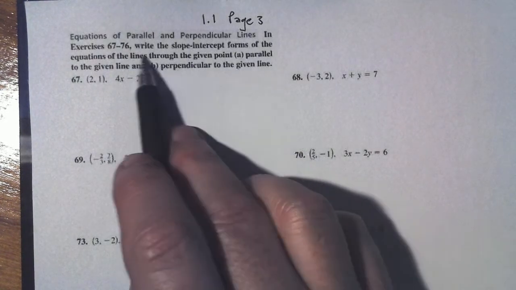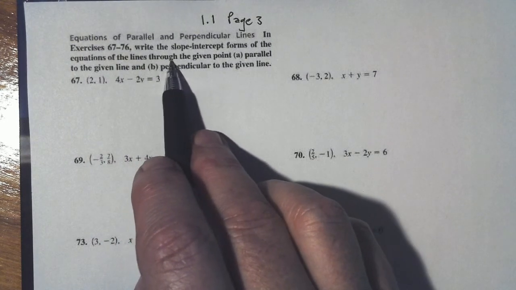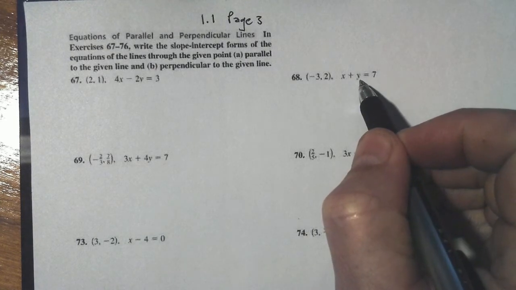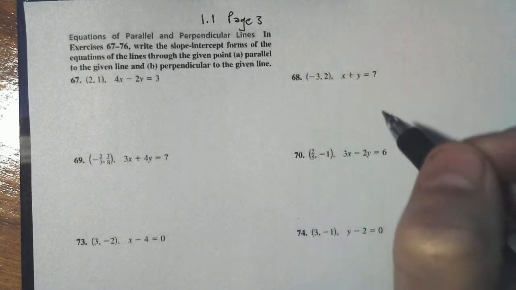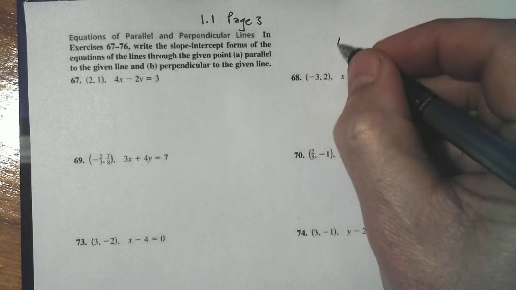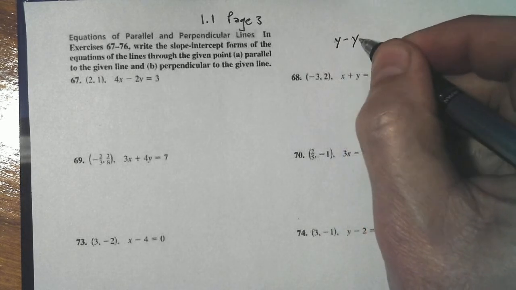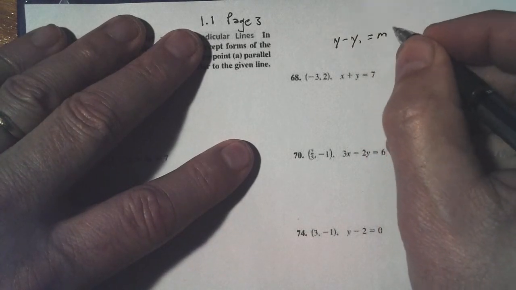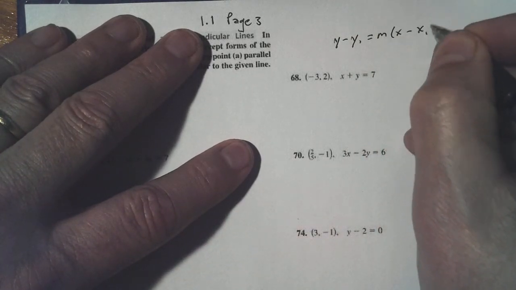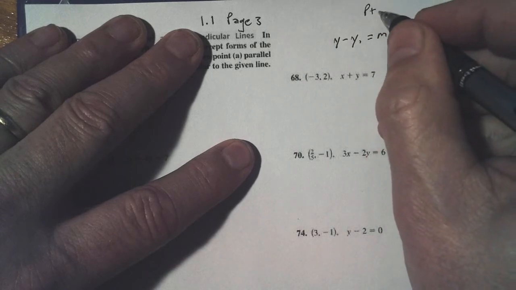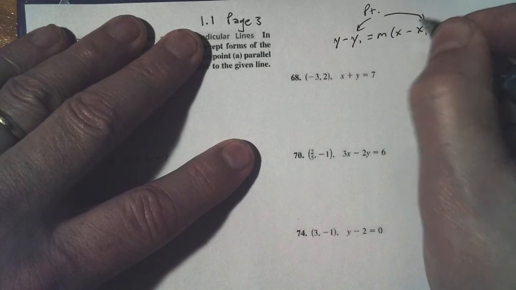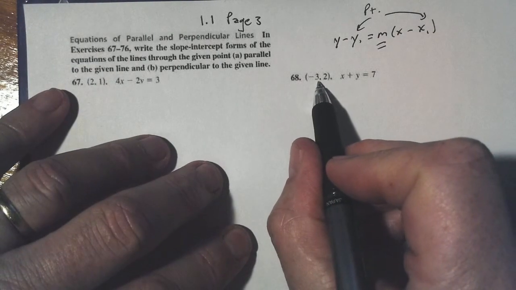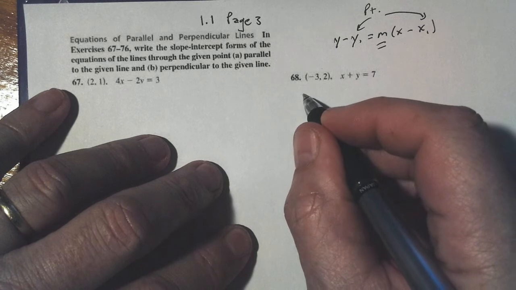Write the slope-intercept form of the equation of the lines through given points that are parallel to the given line. So we have a given line and it passes through this point. To get an equation of a line, if we use point-slope form, what we need is a point and the slope. Those are our puzzle pieces. Well, the line passes through -2, 3, so I've already got this.